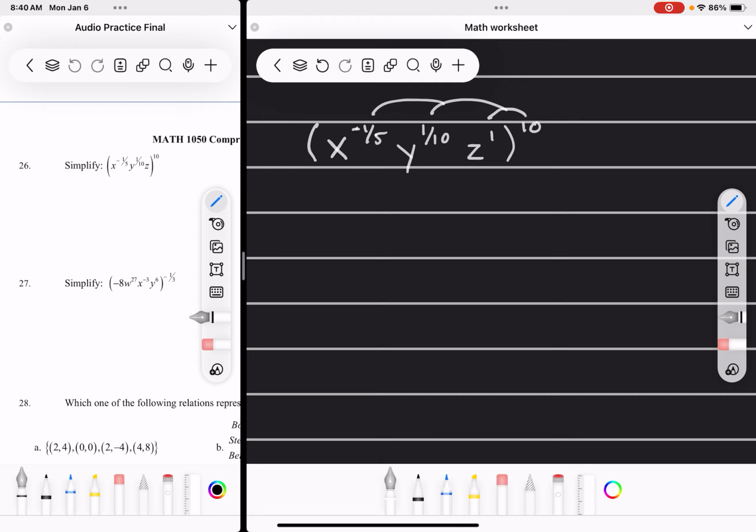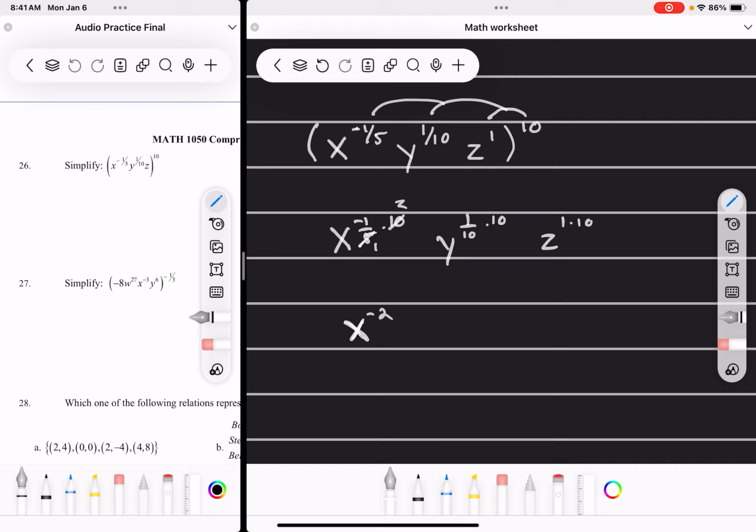Now what that's going to look like is our first one's going to be x, negative 1 over 5 times 10, y, 1 over 10 times 10, and z, 1 times 10. We want to try to reduce our fractions as quickly as possible. So on our x, we have negative 1 over 5. Well, 5 and 10 both have 5 in common, so we can cancel that out to be a 1, cancel that to be a 2. And if we process the math here, we now have negative 1 times 2, so we have x negative 2.